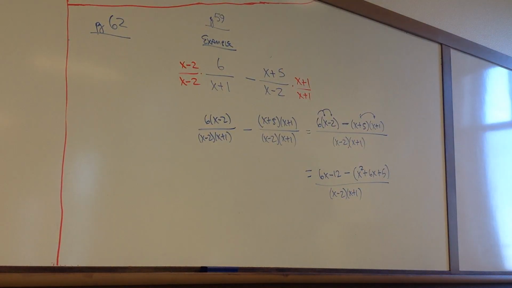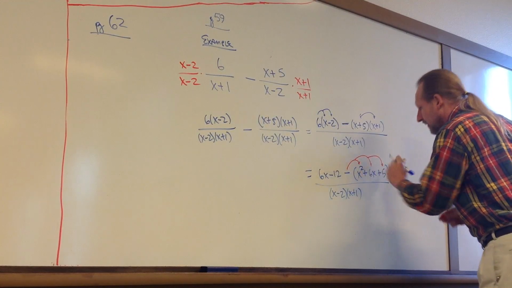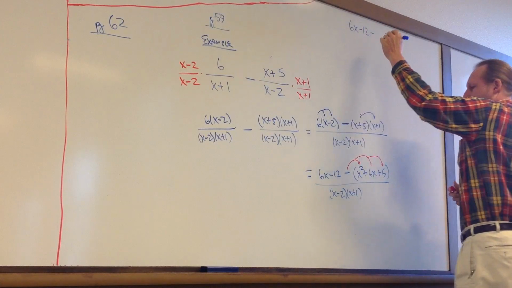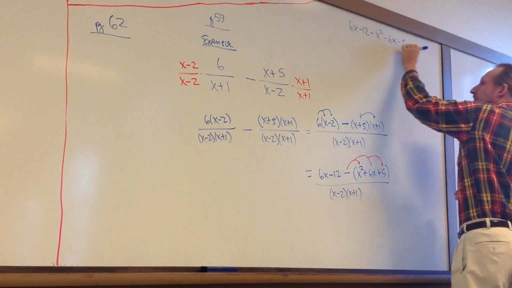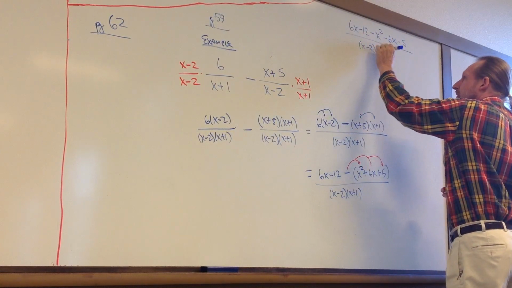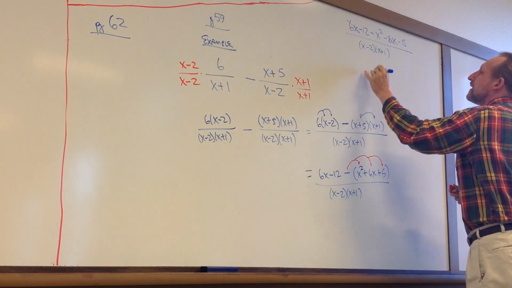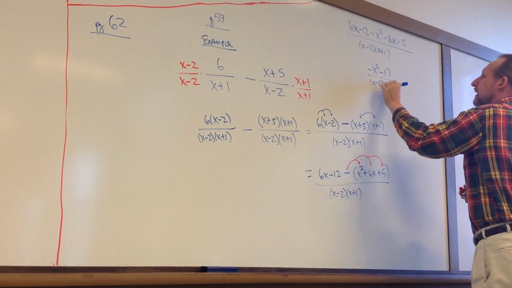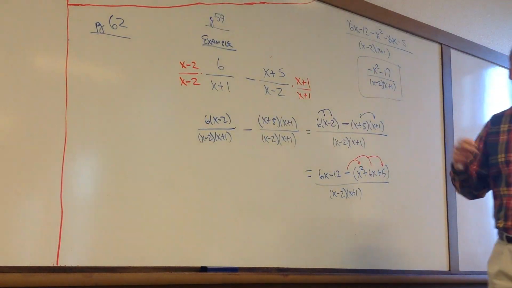I'm kind of out of room, so let's move up here. This negative sign right here has to get distributed for us to combine like terms. So we're going to have 6x minus 12 minus x squared minus 6x minus 5 over x minus 2 times x plus 1. Those make 0. So we end up with negative x squared minus 17 over x minus 2 times x plus 1. And again, that's in lowest terms.